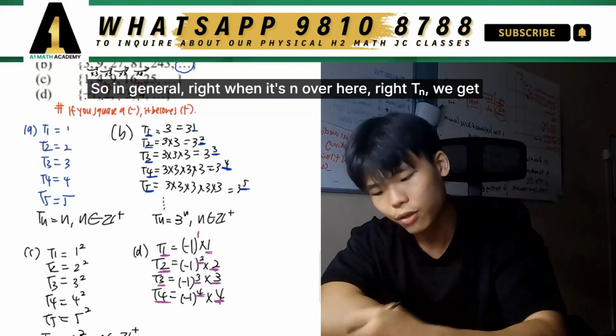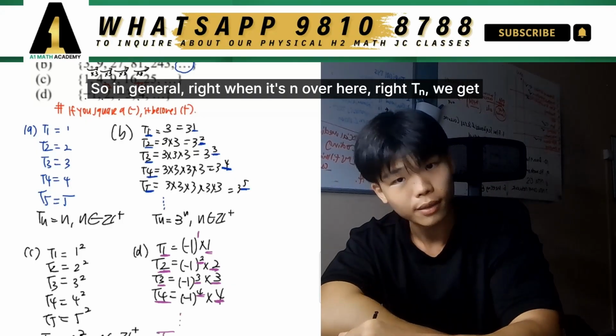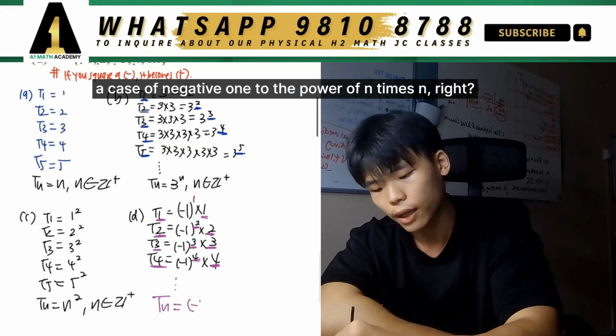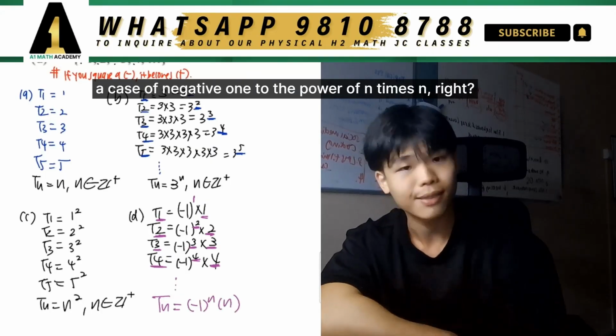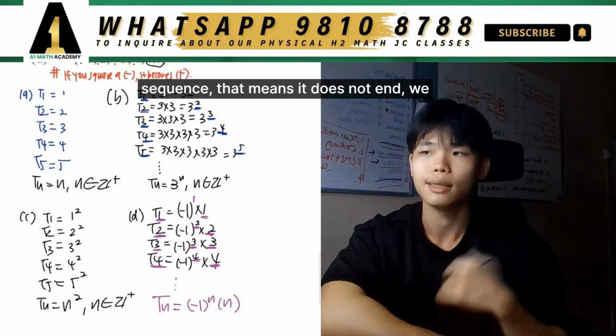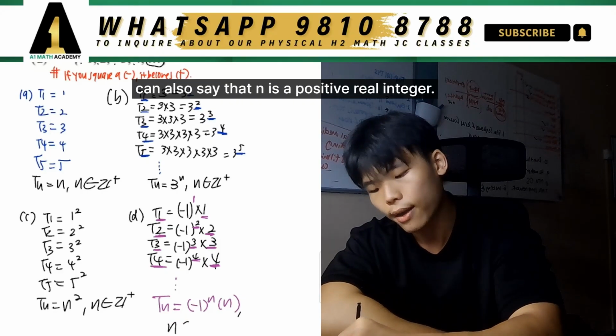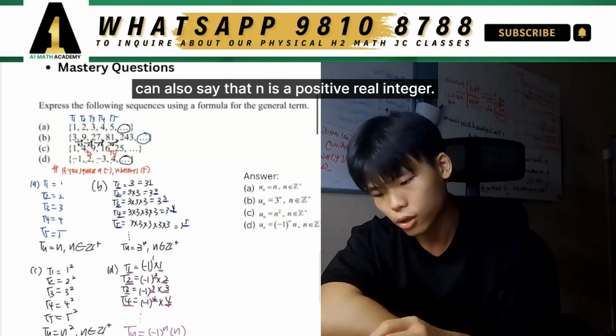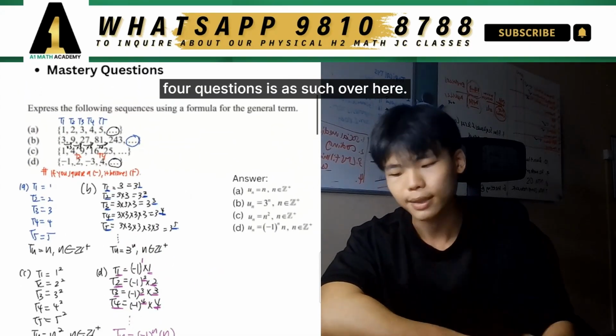So in general, right, when it's n over here, Tn, we get the case of -1 to the power of n times n, right? And in this case, since this is an infinite sequence, that means it does not end, we can also say that n is a positive real integer. And that's why the answer for these 4 questions is as such over here.